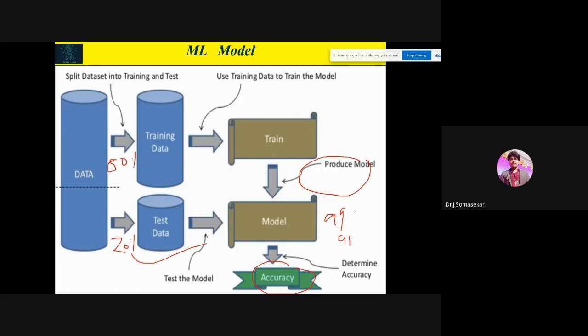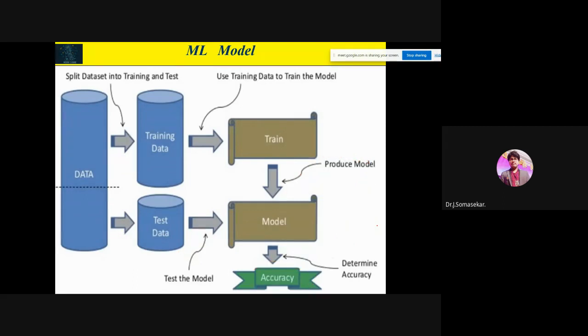Suppose the accuracy is, let us assume, 70%. This is not an acceptable accuracy, so we are not going to deploy it to the application. That means we are not going to deploy this model to the healthcare sector for detecting COVID-19. Not only for the health sector, maybe other applications also we can consider in the same way. So that's why accuracy is very, very important.